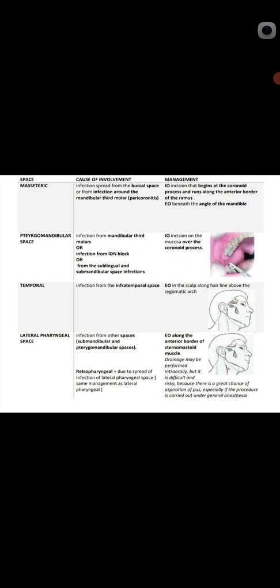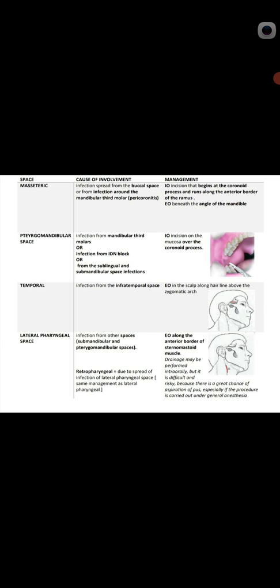Now come to the secondary space infections, which occur due to untreated primary space infection. In this, first is the masseteric space. The cause of involvement is infection spread from the buccal space or from infection around the mandibular third molar, meaning pericoronitis. Management is an intraoral incision that begins at the coronoid process and runs along the anterior border of the ramus, and an extraoral incision beneath the angle of the mandible.